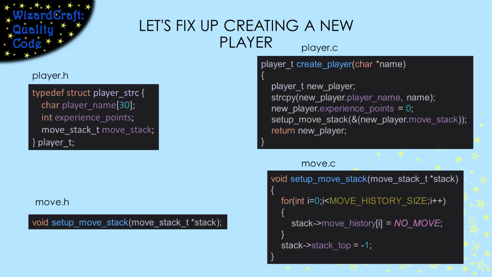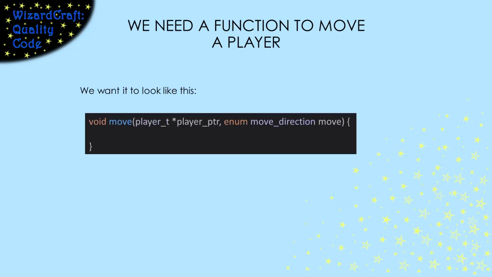In setUpMoveStack, we pass a pointer to the move stack into this function. It's an input-output parameter. First, the function initializes the whole array to have no movements, which really isn't necessary if we'd never made a mistake, but it's cleaner than leaving garbage in our stack. And then it initializes the top of the stack to be -1. Notice that I use an arrow operator because the stack is a pointer.